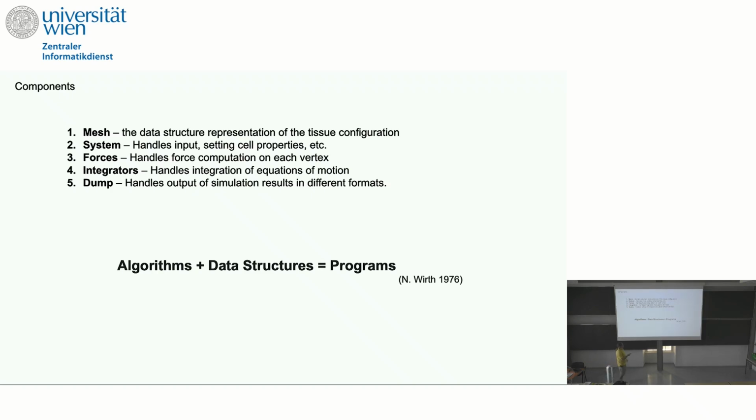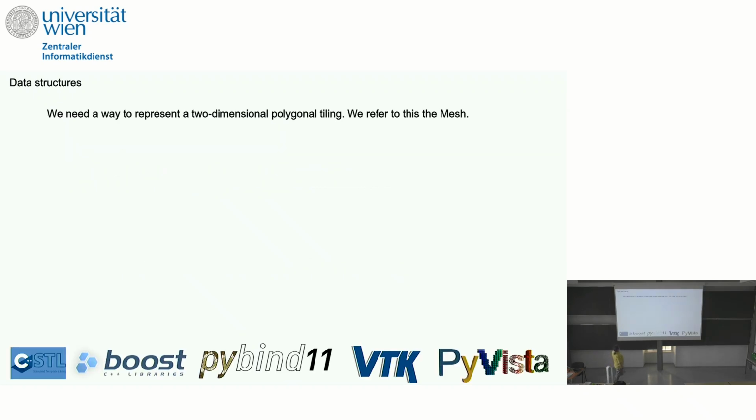As Niklaus Wirth, another very famous computer scientist, wrote a very famous book called Algorithms plus Data Structures equals Programs. So we need to talk about data structures, how to implement this. And this is the trickiest part. So how to implement the mesh? So how to implement the tissue.